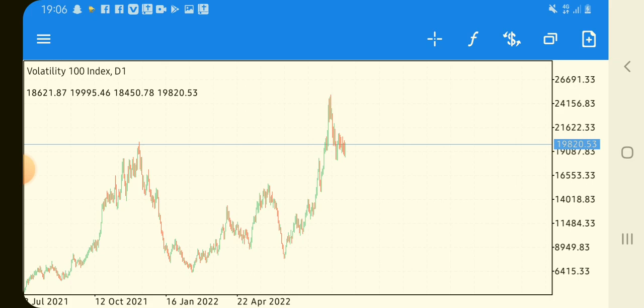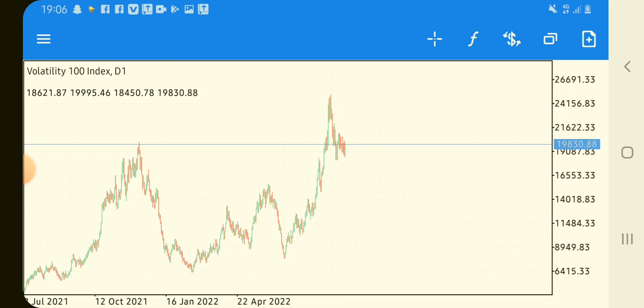So let's begin. We are starting on the Volatility 100 Index, on the daily time frame. So what are we looking at? We are looking at the trend. What type of trend is it? Is it a bullish trend or a bearish trend? From the basics, we know that a bullish trend is a market which is going upwards, and a bearish trend is a market which is going downwards.